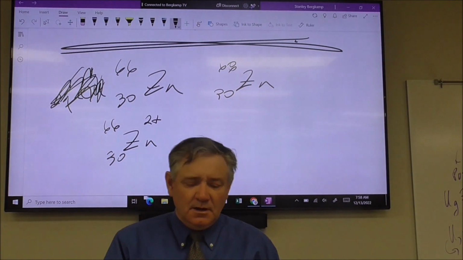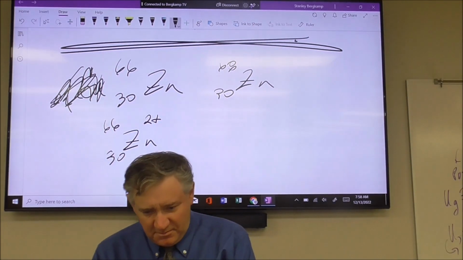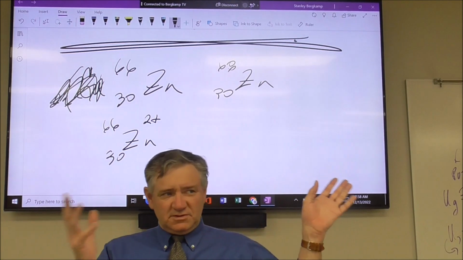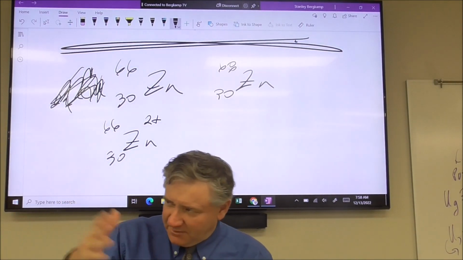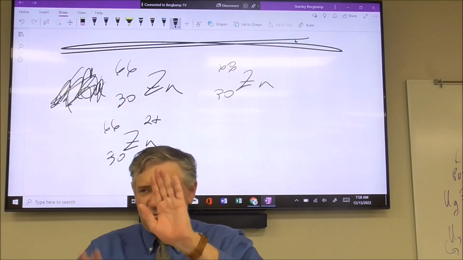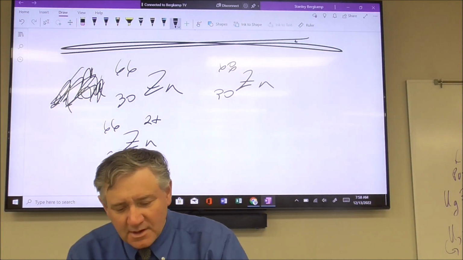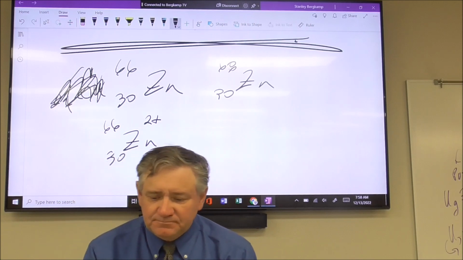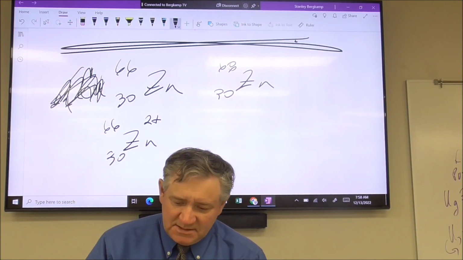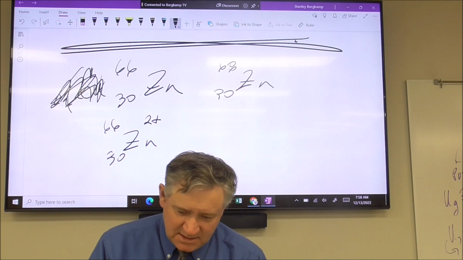Okay, so as you prepare for your final tomorrow, let's go kind of old school and talk about some different things. And yes, everything that we've covered is fair game on this. Yes, you'll have the review, we'll talk about that later. So let's say that I give you these 3 chemical symbols. Zinc 66, zinc 68, zinc 66, 2 plus.